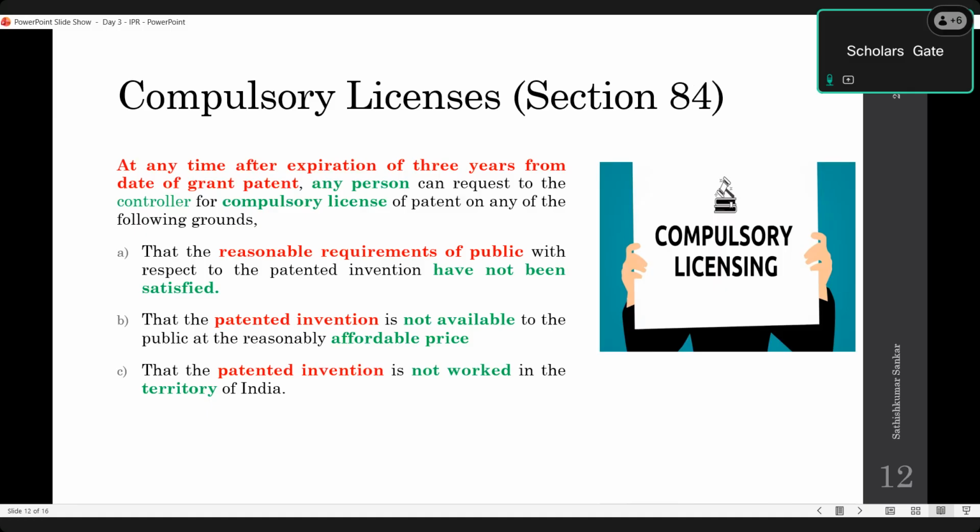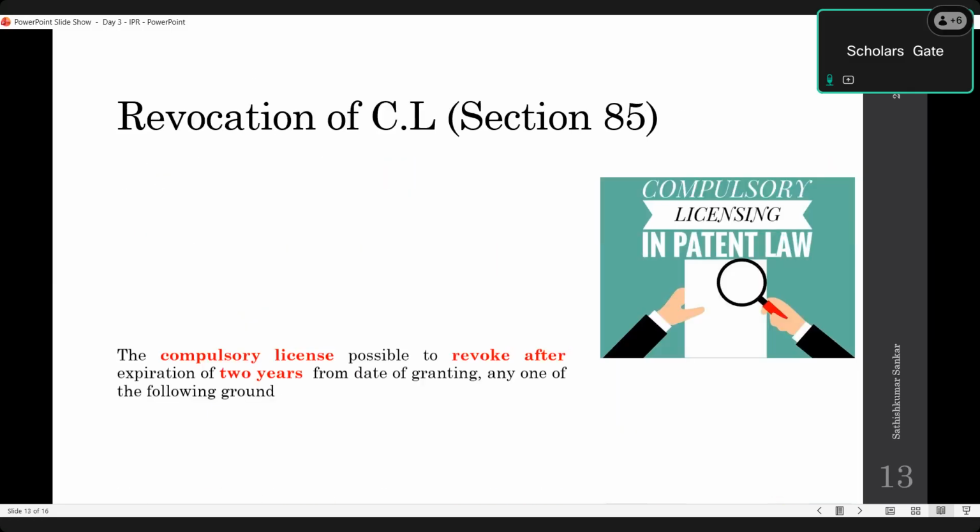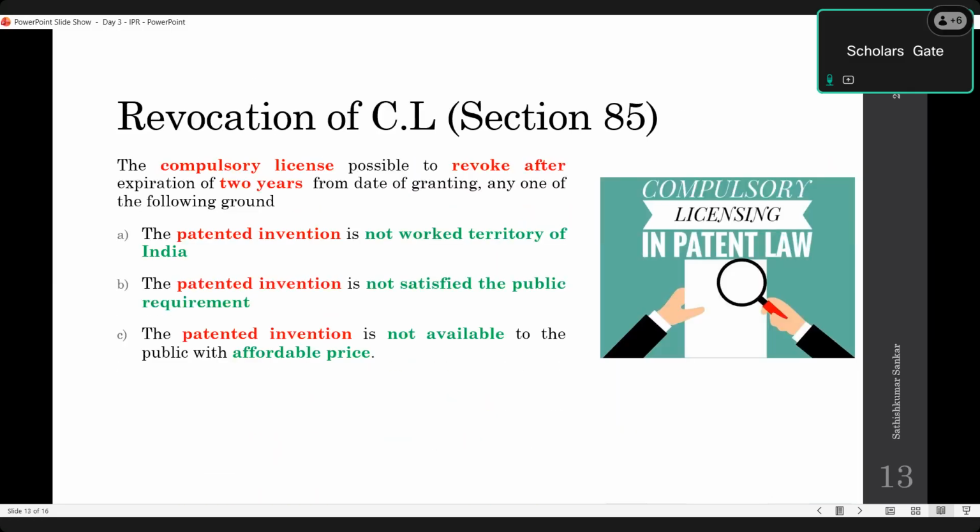we can give the request to the controller to get the compulsory license under this provision of the Act 1970, Section 84, 84C. So that clearly mentions that the invention is not worked in the territory of India. So, revocation of this compulsory license, here we can clearly mention that.